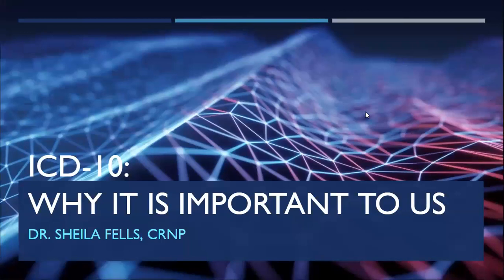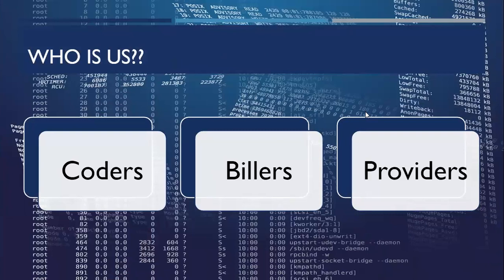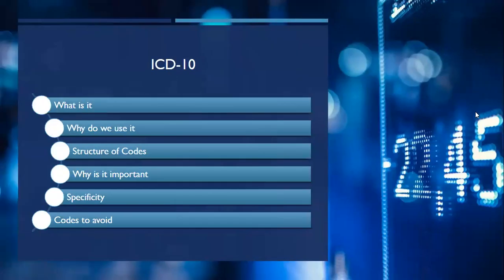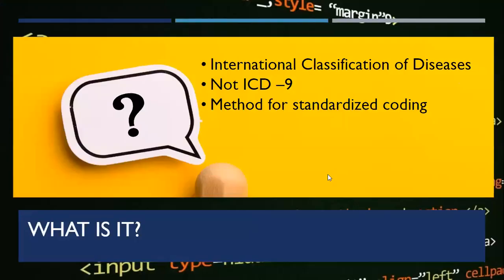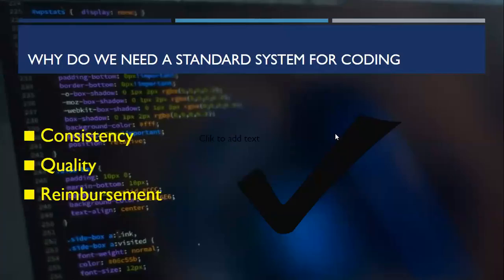Let's talk about ICD-10 codes that you all don't like to use. This is for anybody into billing and coding, and providers should know about ICD-10 codes. So we're going to talk about what it is, why we use it, the structure of it, why they are important, why you should be specific with your codes, and codes to avoid. Now we are on ICD-10, no longer ICD-9. It helps with consistency, quality, and that's how you get paid.